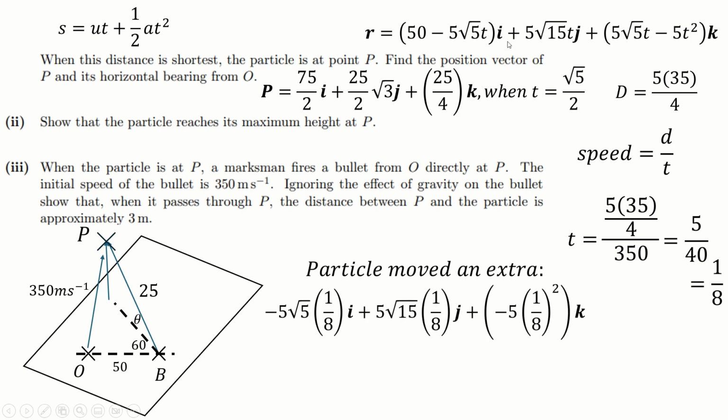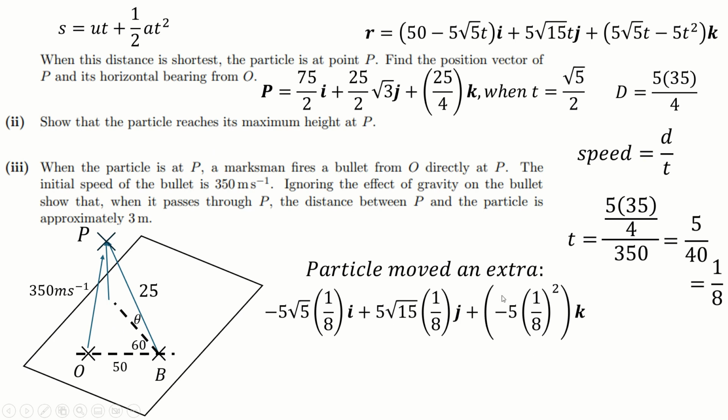So going back to our position vector here, now I don't really need too much of this. All I need to say is that in the i's, because there's no acceleration in the i's, it's just traveled an extra u times t. U being this minus 5 root 5 that we found ages ago, its horizontal component of the speed, times t, an eighth. In the j's, again, this is just the j component of the speed times an eighth.